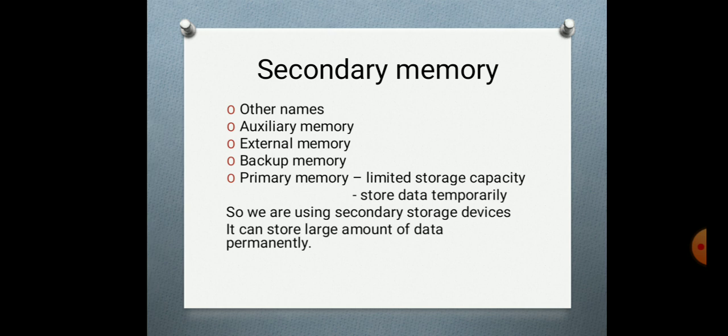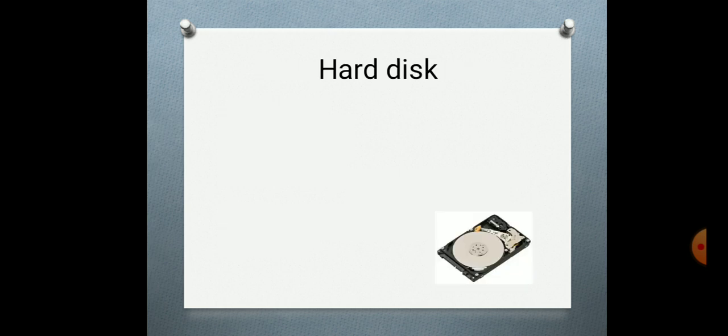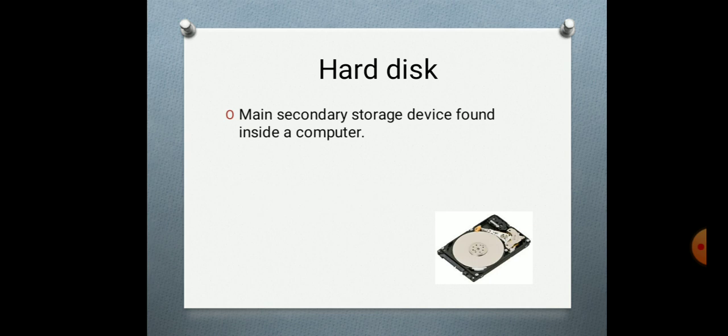The first secondary storage device is the hard disk. This is the main secondary storage device found inside a computer. In every CPU we will have a hard disk. It is present inside the CPU box. If you open the CPU box, you can see the hard disk.